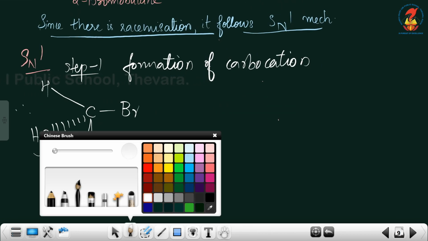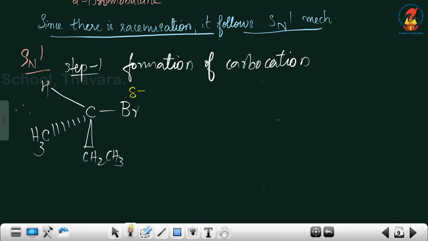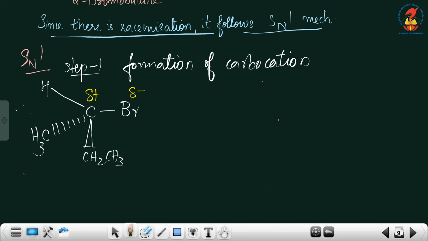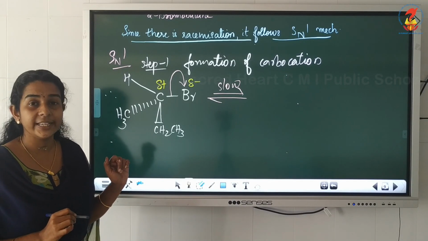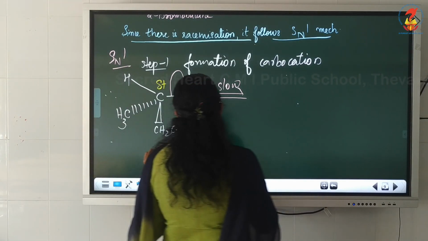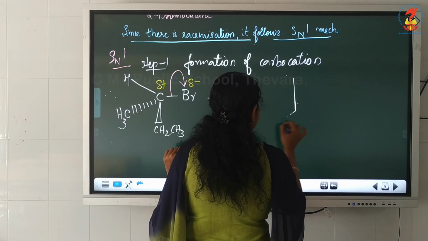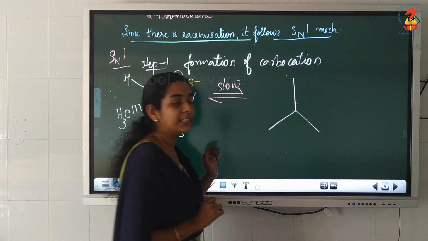So first what is happening? The breaking of the C-X bond, isn't it? So first we need to write halogen more electronegative delta minus, so carbon will be delta plus, and remember in the first step halogen is going as X minus with the bond pair of electrons, and remember the first step is slow and reversible, so this is the rate determining step of SN1. And what happens? We are getting a carbocation. How to draw the carbocation? Yes, planar and sp2 hybridized.